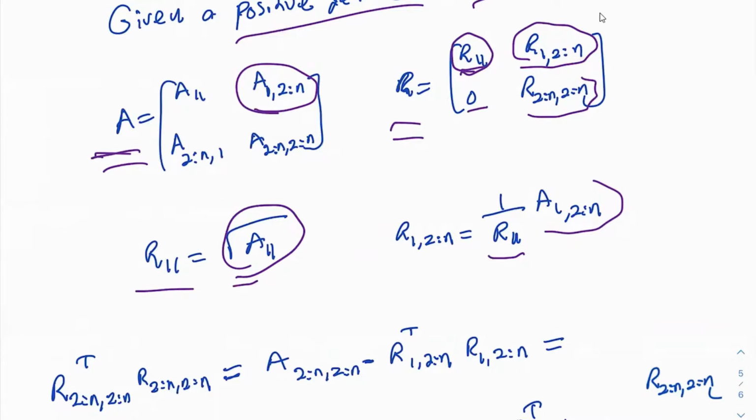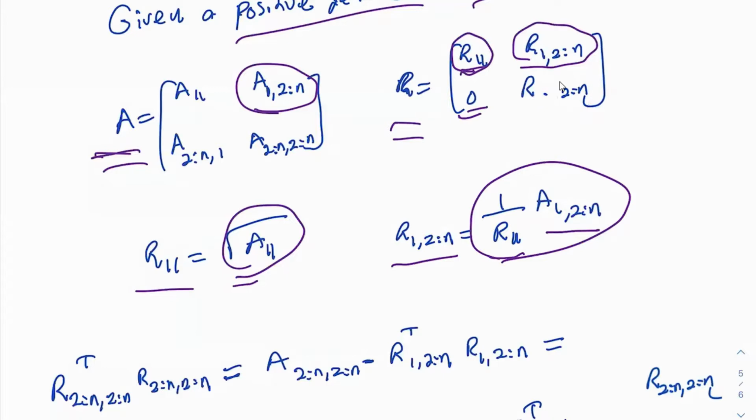Now, R12 to n, the first row and the columns 2 to n, is equal to A12 to n divided by R11. Right, so that also can be easily calculated. And we know that this element is also 0. So we calculate the first row without any problem, right? But now we need to calculate this one.